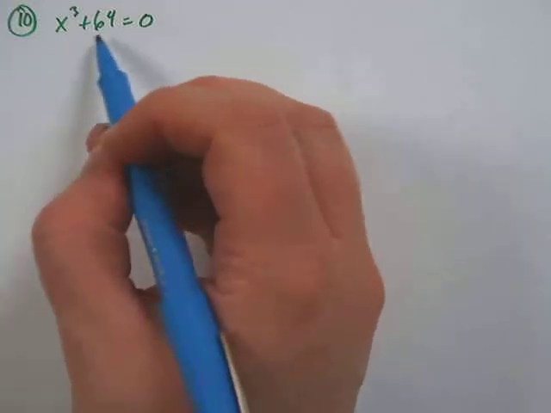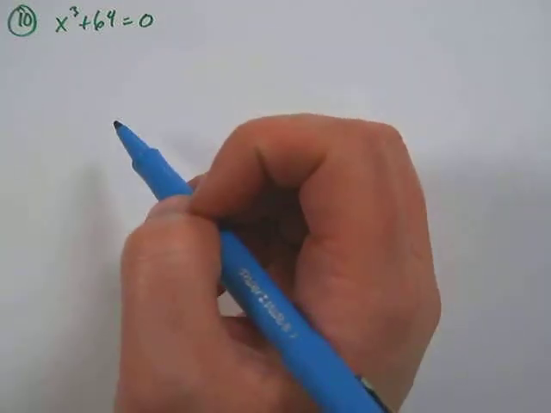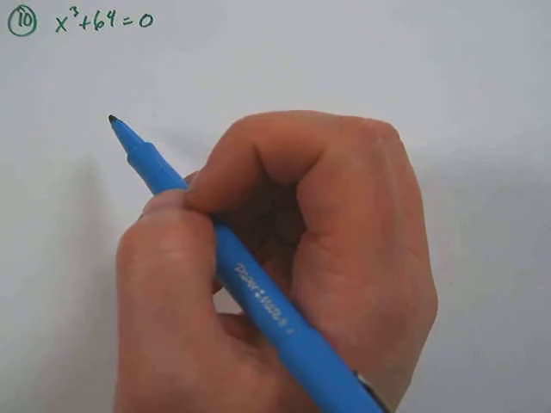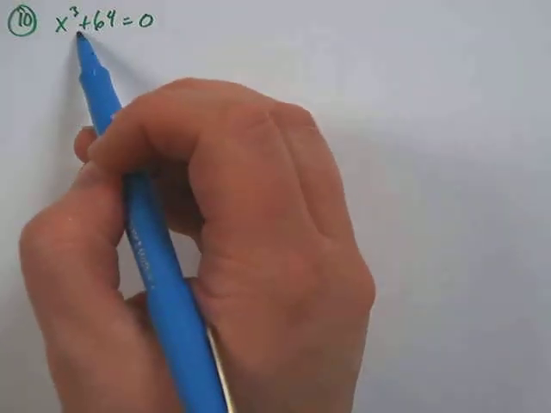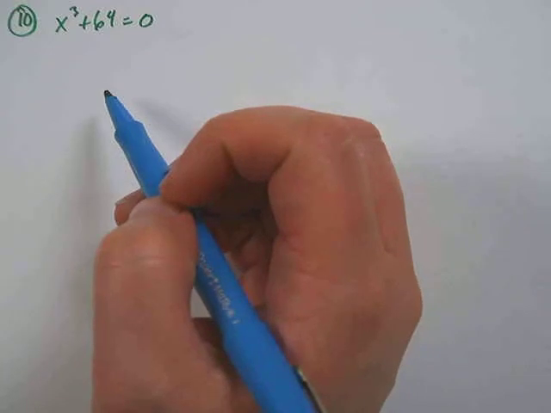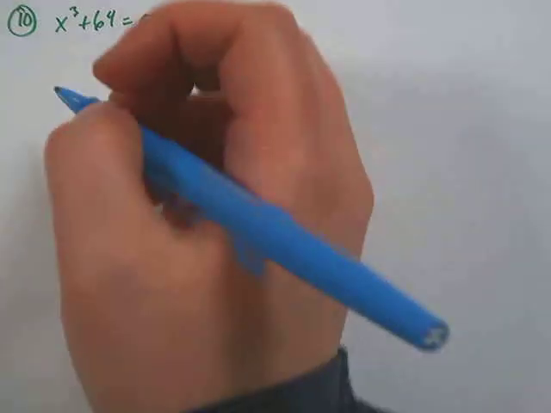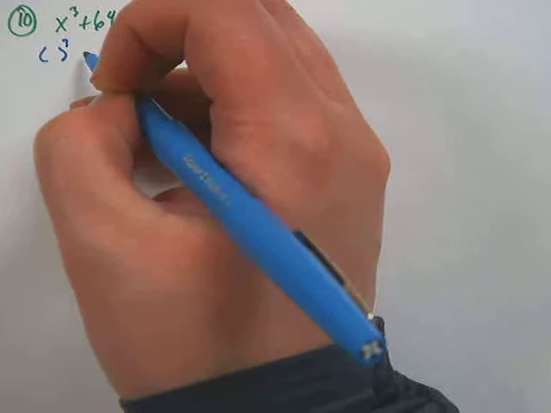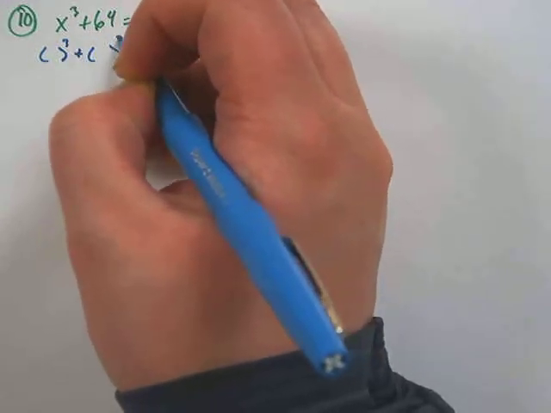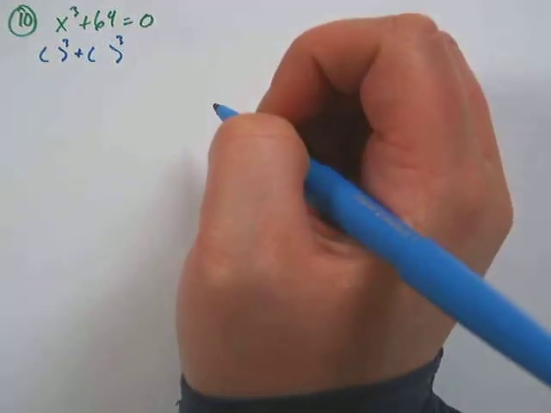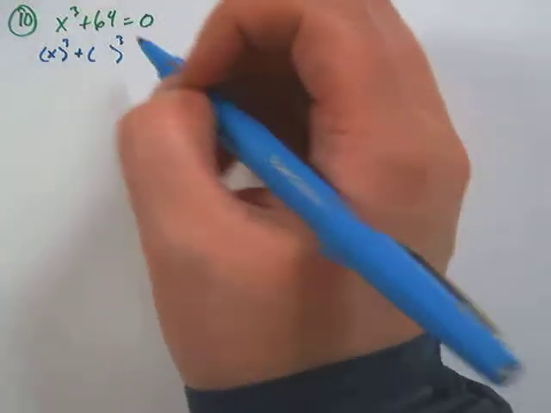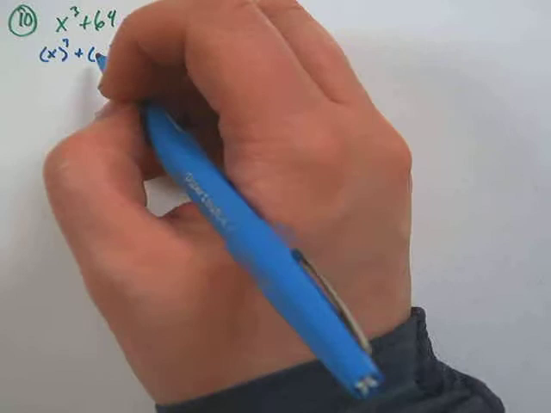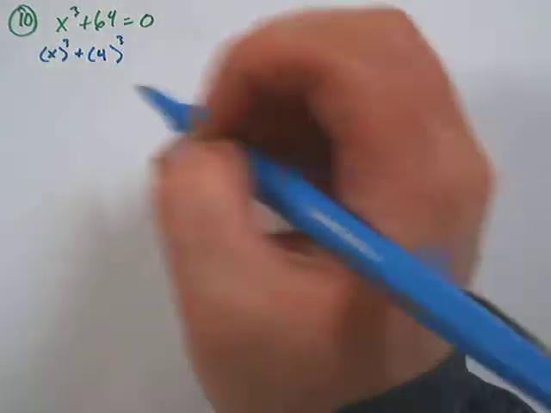So this one, since it has two terms, we can either use difference of squares, difference of cubes, or sum of cubes. And since this one is a sum, the only one we can use is sum of cubes. So we have to write this as something cubed plus something else cubed. So x cubed is just going to be x cubed. And then 64 is actually 4 cubed. So 4 times 4 times 4.